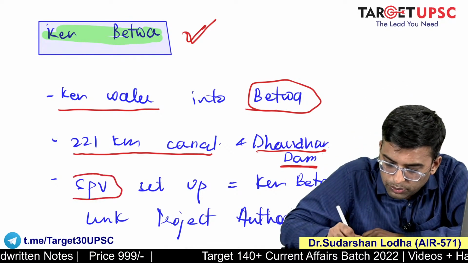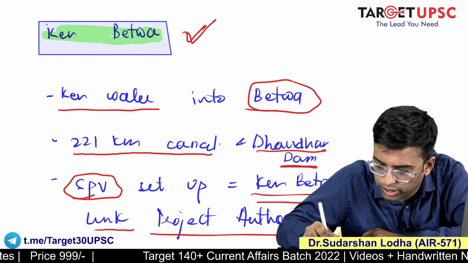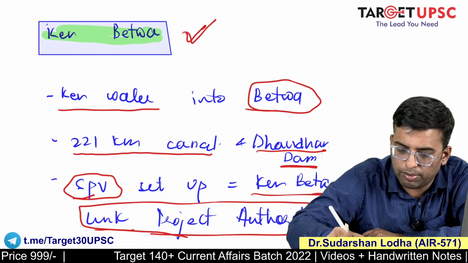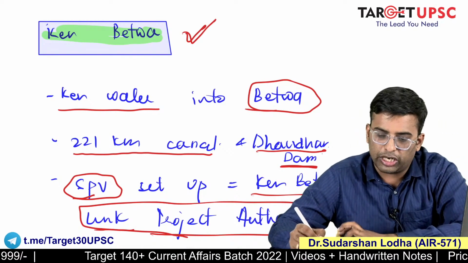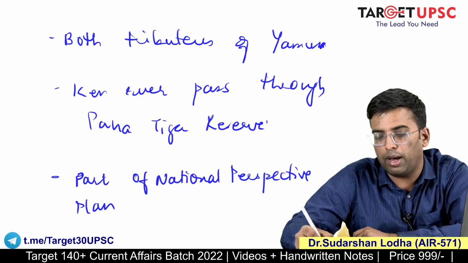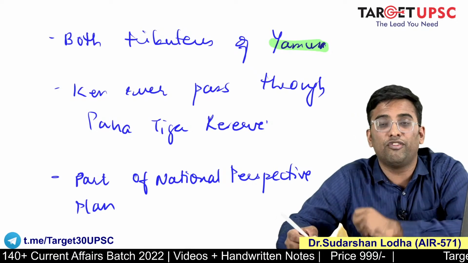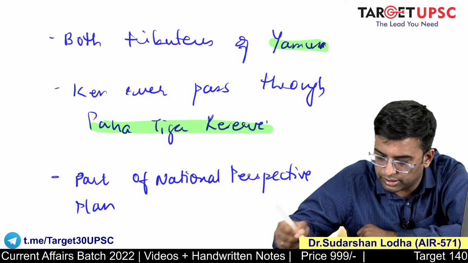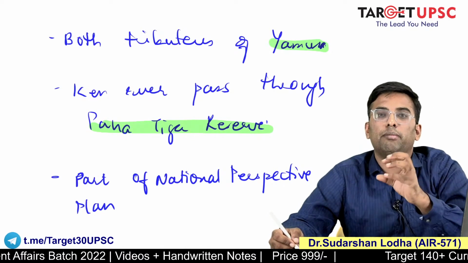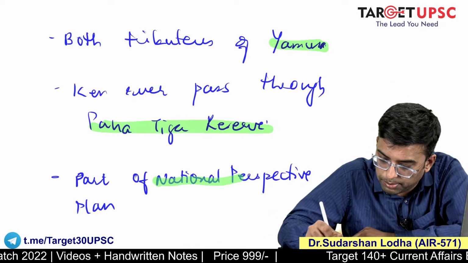SPV, special purpose vehicle, has been set up, that is Ken Betwa Link Project Authority. एक important authority established गया है for implementation of this project. तो Ken Betwa के बारे में पता चाहिए. And both these rivers are tributaries of Yamuna, and Ken River, additional information, it passes through Panna Tiger Reserve, and this Ken Betwa interlinkage of river is part of national perspective plan.